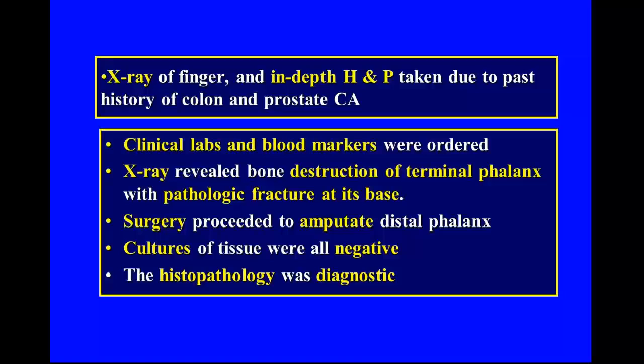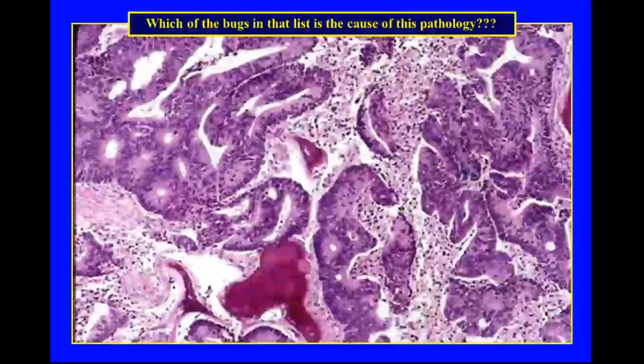But this is what we saw here. The x-ray of the finger and an in-depth H&P because of the history of colon cancer and prostate cancer showed the following. The labs and blood markers were ordered. The x-ray showed destruction of the phalanx by a pathologic fracture at the base. Surgery amputated the distal phalanx. Cultures were all negative. The pathology was diagnostic.